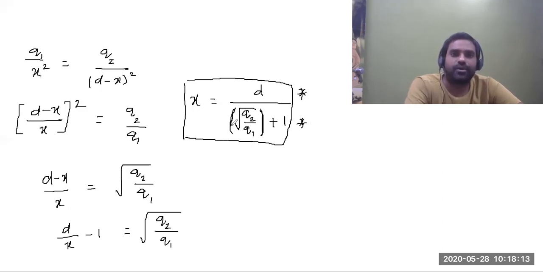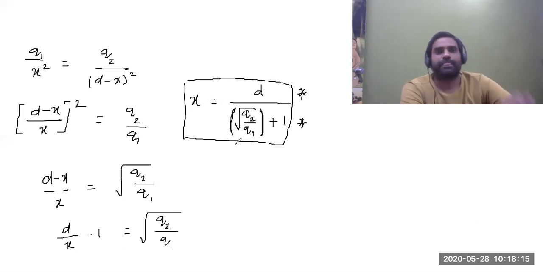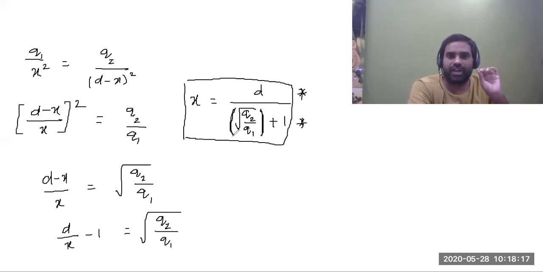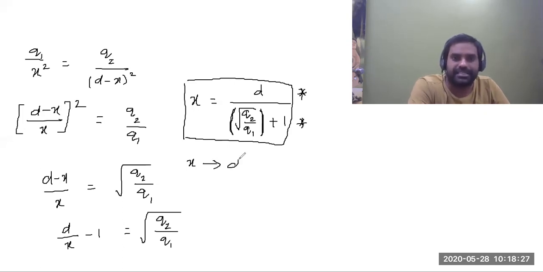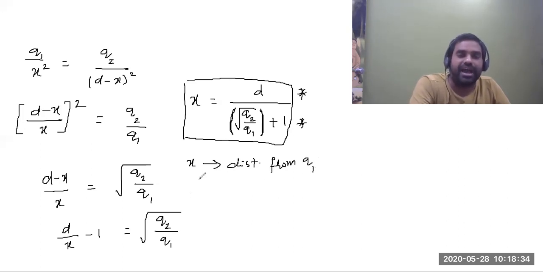So what is X? You can write it as a note: X is the distance of the null point from the smaller magnitude of the charge. That is to be remembered compulsorily. This is the distance of the null point from the smaller magnitude, that is Q1. And sometimes if you are asked to find the null point from the larger charge, then it is D minus X, the distance from Q2, right?